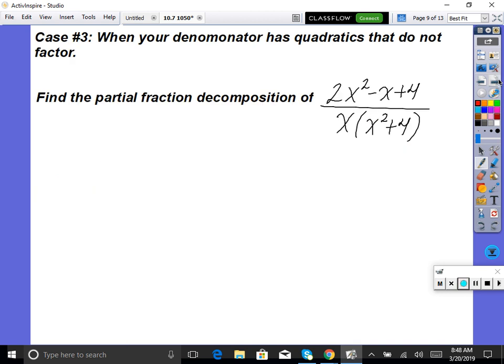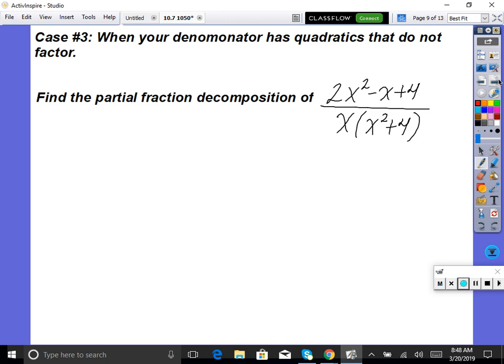Write in what case number 3 is for yourself. Case number 3: when your denominator has quadratics that do not factor, we have to split it up as such. So we're going to go through and find the partial fraction decomposition. The first thing I'm going to teach you is how you split up when you have a quadratic that does not factor.